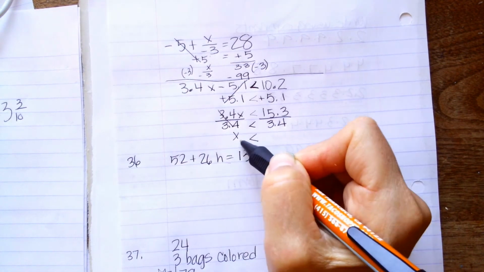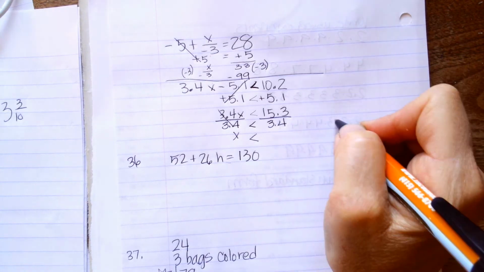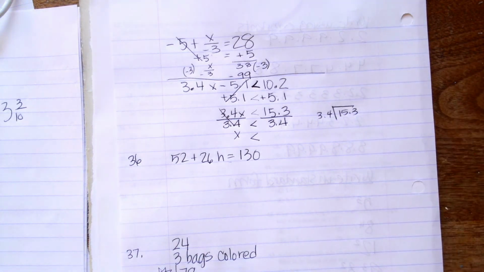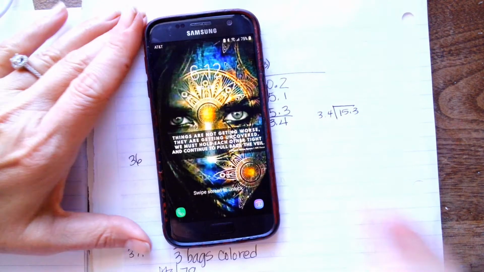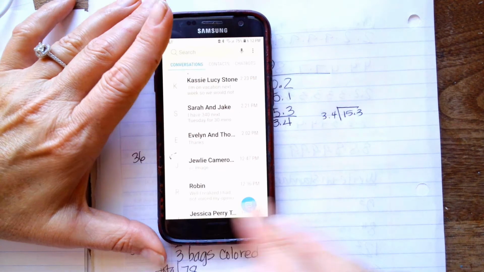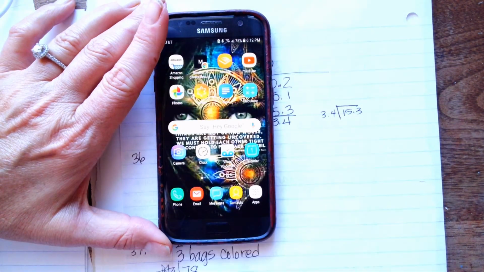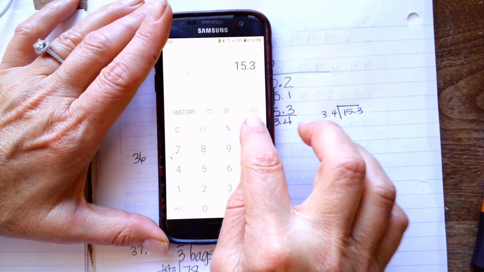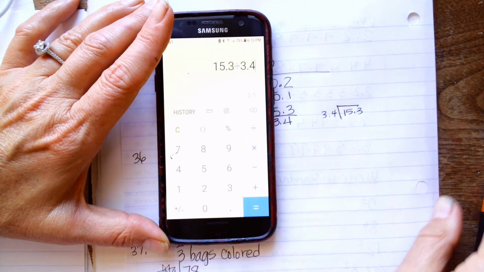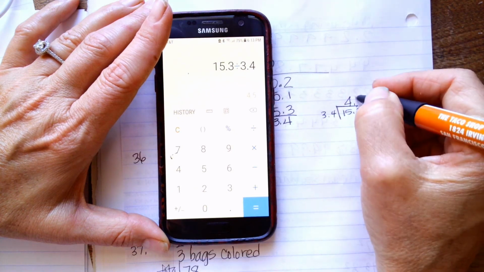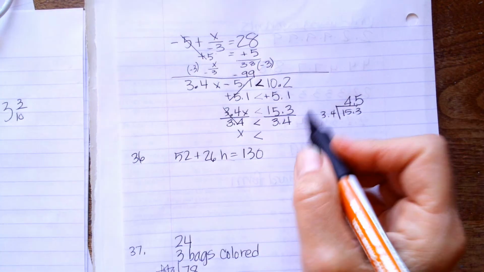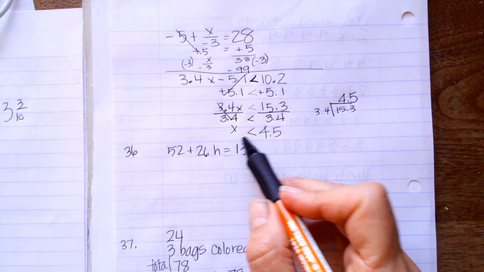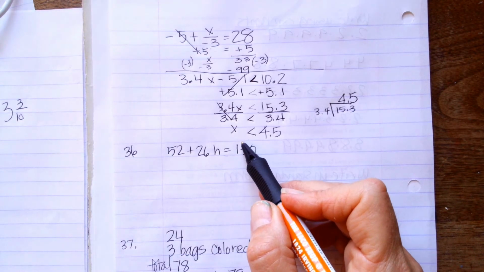X is less than, and then we're going to do the 15.3 and the 3.4. Like I said, we can either go ahead and multiply that out, or we can do 15.3 divided by 3.4, and the answer is 4.5. And that's a perfectly fine answer to have. We can end in an x equals, or an x is more than, or an x is less than.